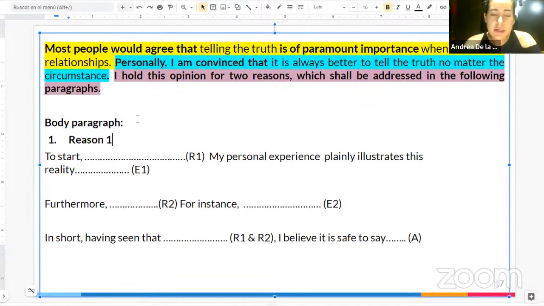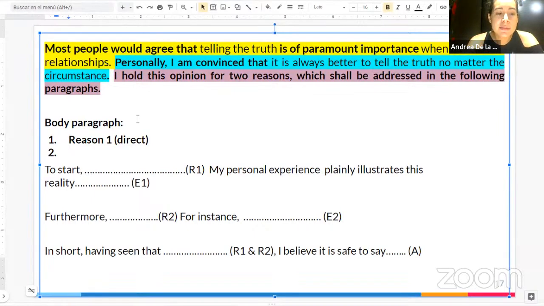number 1. So you're just gonna say what reason number 1 is. And again, it has to be very direct, same as your opinion. It should be really direct. So you're not gonna mix it up there. Now, second sentence is gonna be explaining reason number 1. So here you're gonna add one more thing to explain a little bit more reason number 1.